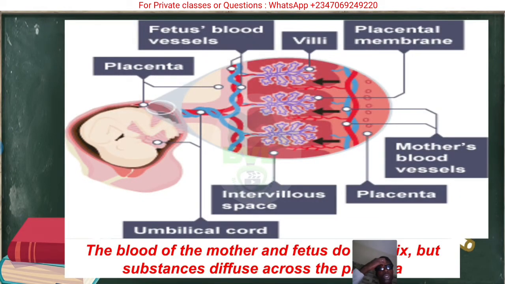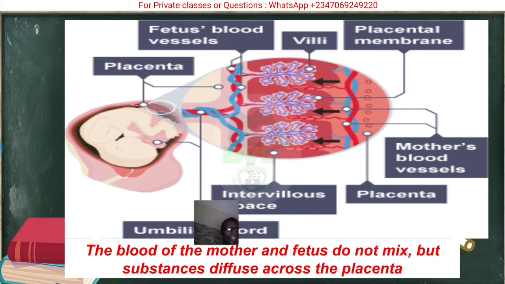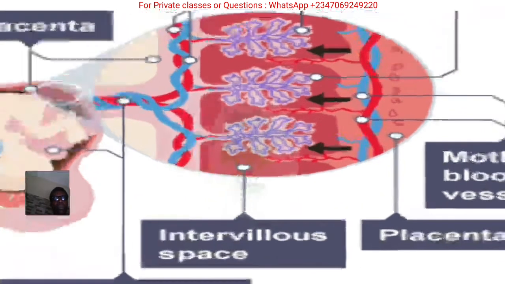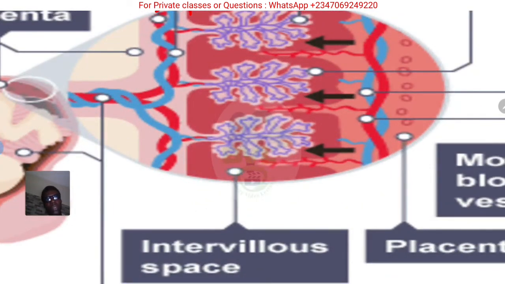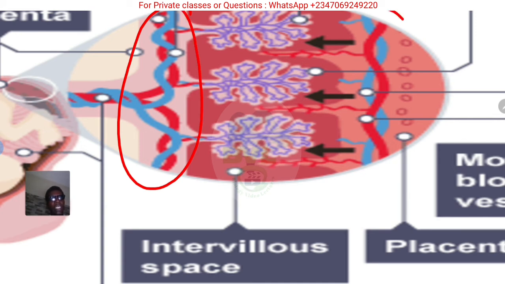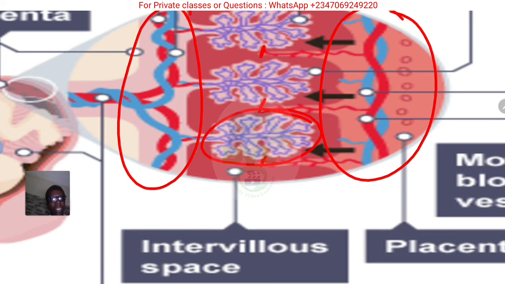Now, this is to show you, and the credit goes to BBC Bitesize. Now, hear this. This part is from the baby. This is the blood vessel of the mother. This is where the mother's blood vessel ends. Can you see? Then there's a villi that connects that.